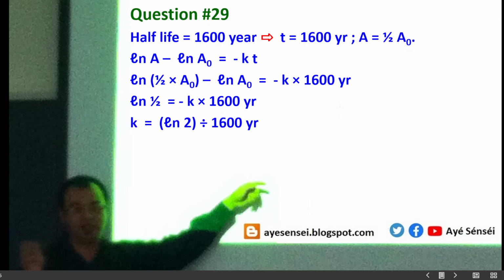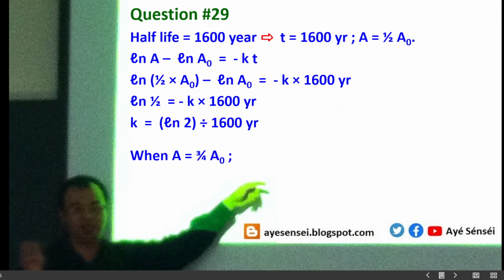So this means that the negative signs will cancel out each other, and if we need to find k, then we can bring this to the other side, so the correlation becomes like this. So k equals ln 2 divided by 1600. So well, we can find the k value.